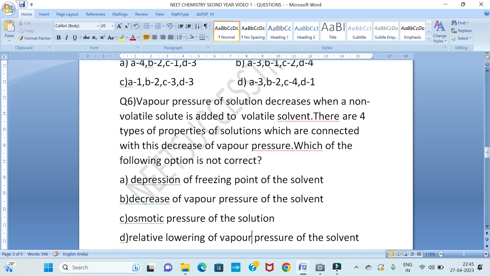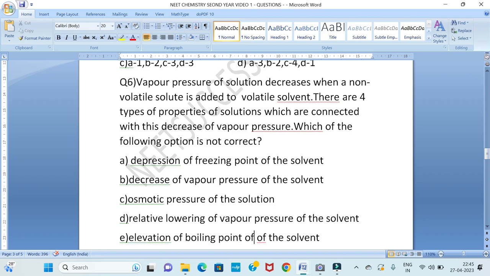Vapor pressure of a solution decreases when a non-volatile solute is added to a volatile solvent. There are four types of properties of solutions which are connected with the decrease of vapor pressure. Which of the following options is not correct? Here I have given five options. One option is not correct. You have to find that out, because there are only four types.